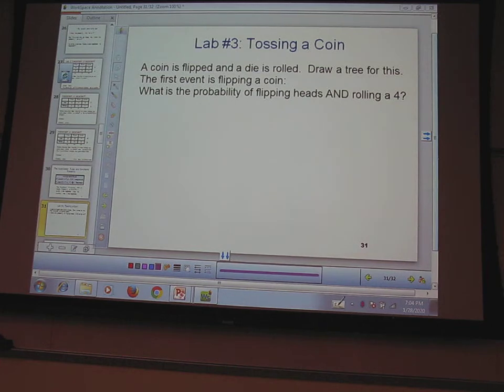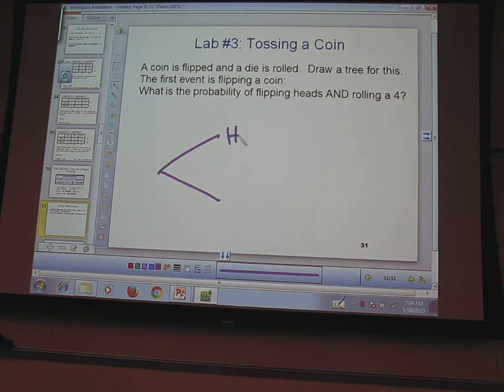So this is what you guys have. You've got heads or tails. If I did a heads, then what could happen for my dice? 1, 2, 3, 4, 5, 6. Good.